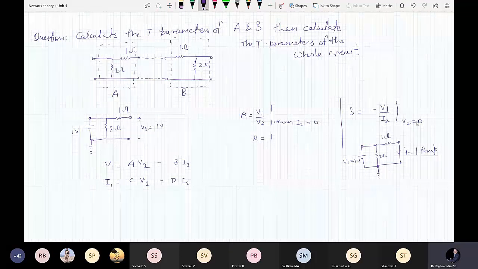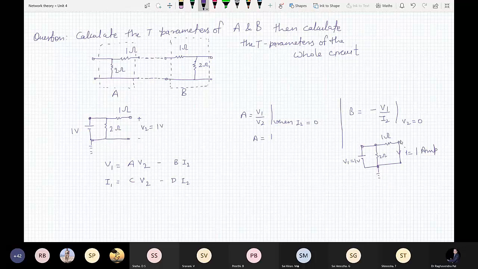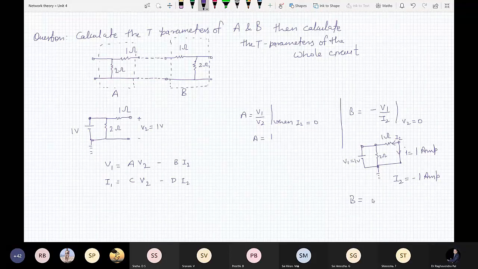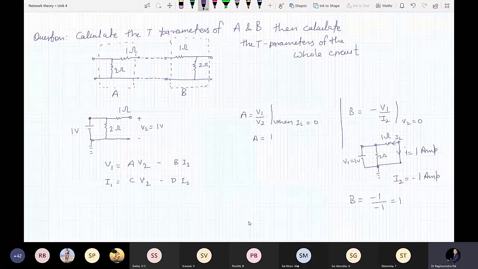Now what will happen? The direction of I2 is like this. So you can calculate I2 is equal to minus 1 ampere. Correct. So what is the value of B? B is minus V1 upon I2, that is, V1 is 1 upon I2 is minus 1. So B is also 1.